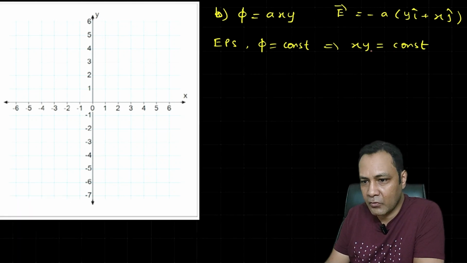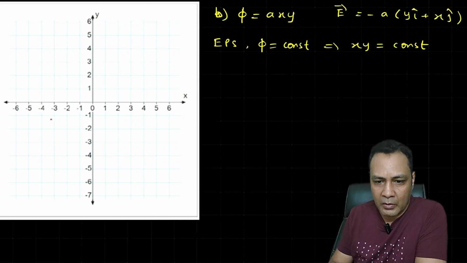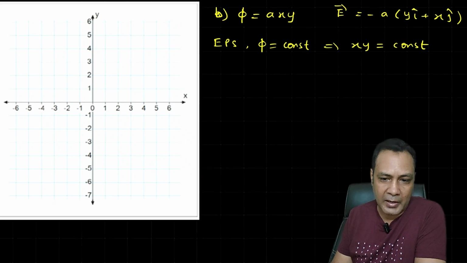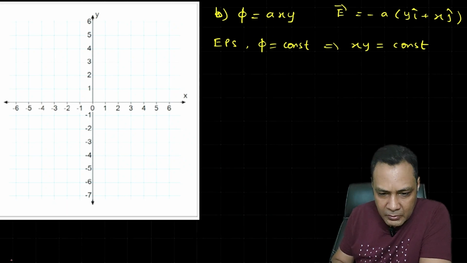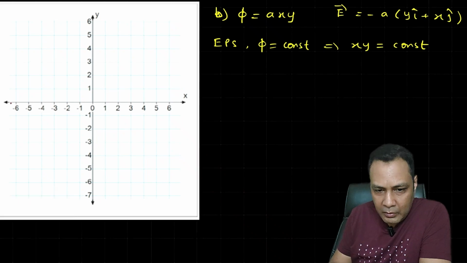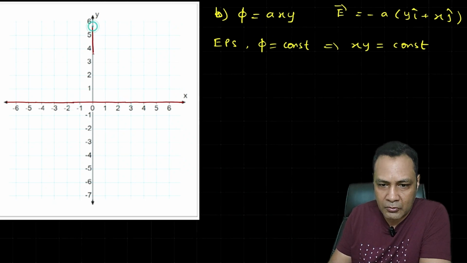If either x or y is 0, this potential would be 0. So on the coordinate axes, on the x-axis y is equal to 0, on the y-axis x is equal to 0. So this is an EPS of potential 0, and this is also a 0 potential EPS.